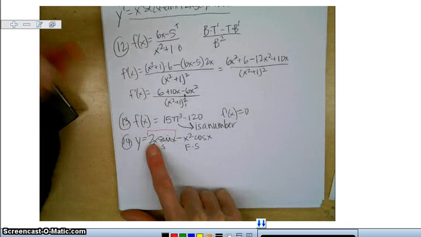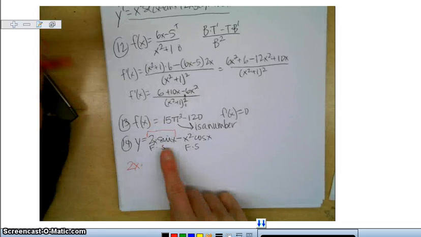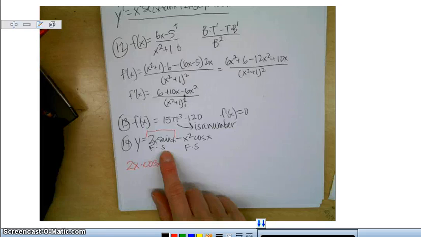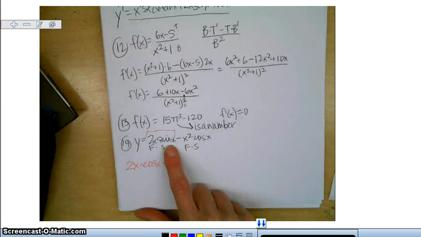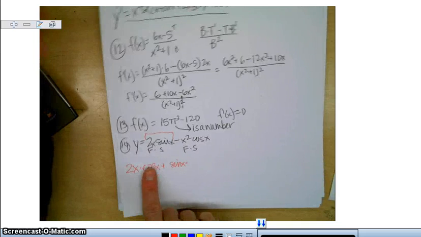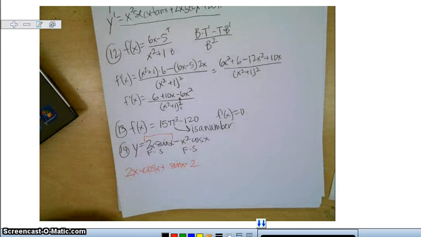So I'll have the first, which is 2x, times the derivative of the second. The derivative of sine x is cosine x. Okay, then plus the second, which is sine of x, times the derivative of the first. The derivative of 2x is 2. Okay, that's the product rule on the first part.